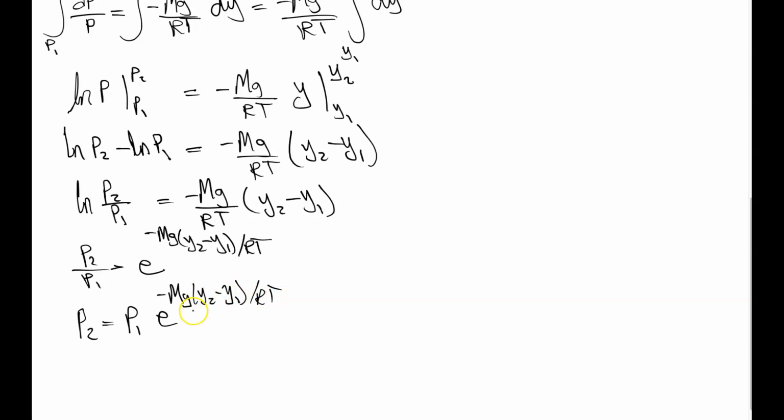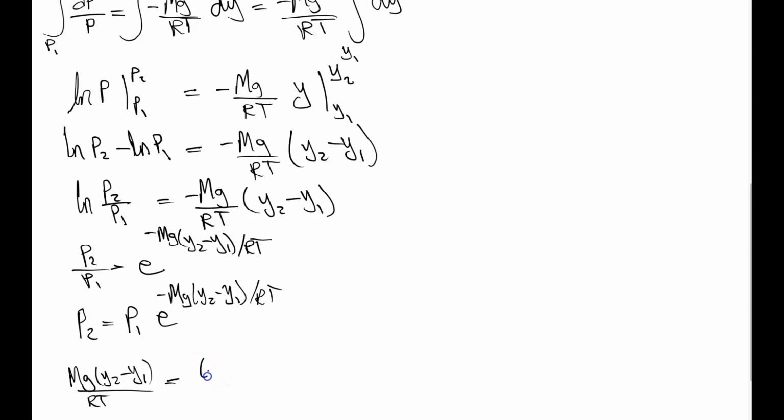Now notice that Y2 minus Y1 is the height difference, so we can always take Y1 to be some reference point, 0. And now we can try to evaluate this. Let's find what mg (Y2 minus Y1) over RT equals.